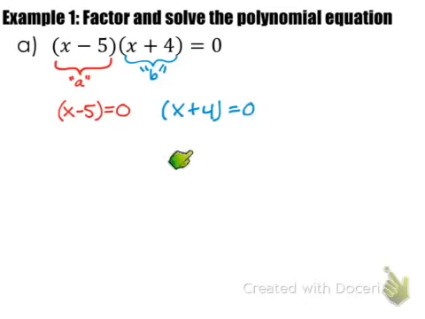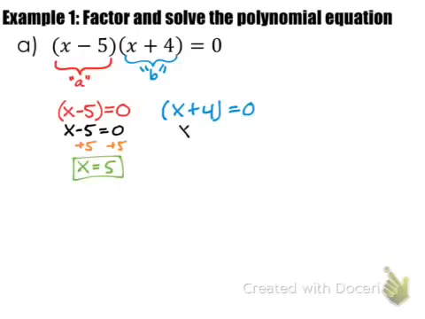So we're going to have two solutions in this situation, so we're going to break away from the parentheses, and we're going to add 5 to both sides, and then x will equal 5, that's one of our solutions. So then the other solution would be x plus 4 equals 0, subtract 4 from both sides, and now x equals negative 4 as well. So these are our two solutions.